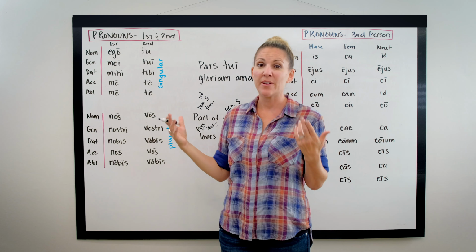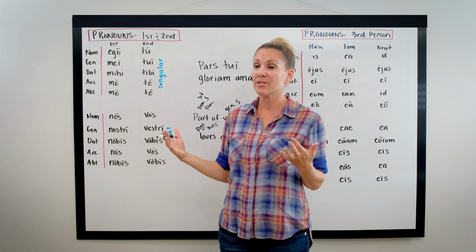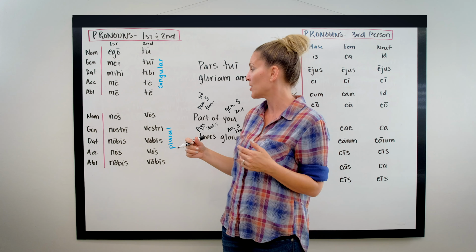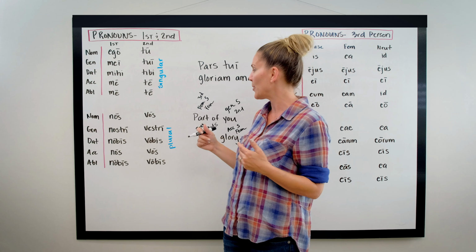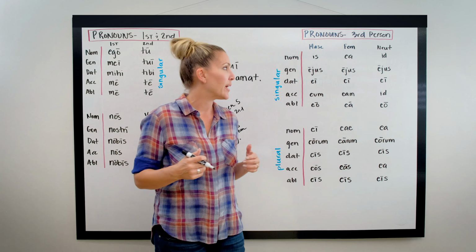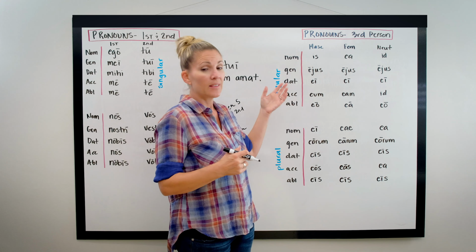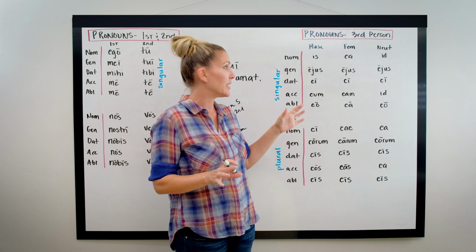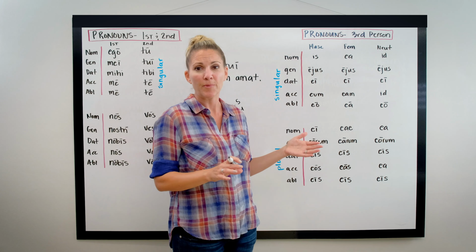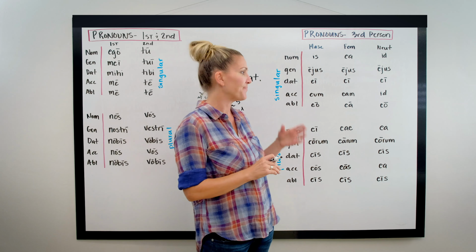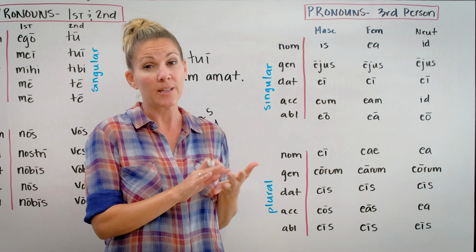And again, you just have to memorize these forms. They're irregular, so there's no shortcut to doing that. Just memorize them. Let's talk about pronouns of the third person. These are the toughest in my opinion because they also don't follow a regular pattern like nouns would. Pronouns of the third person, he, she, it.